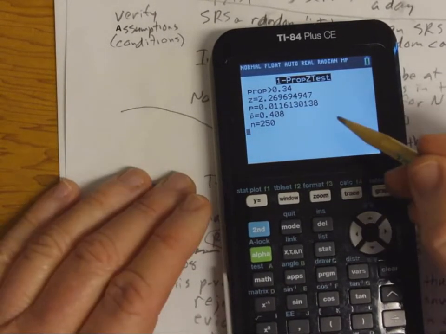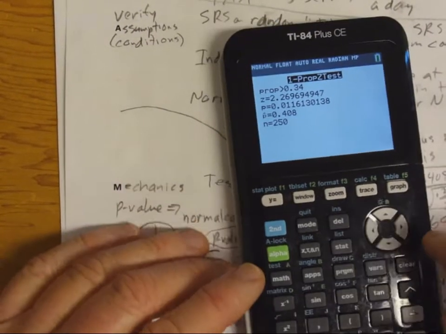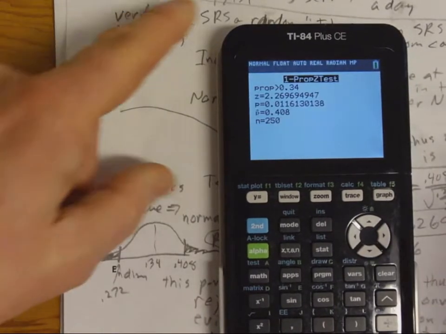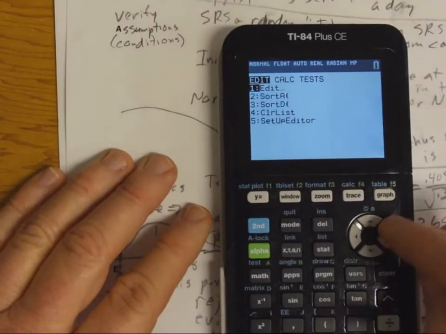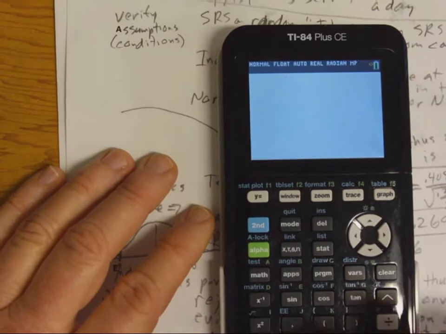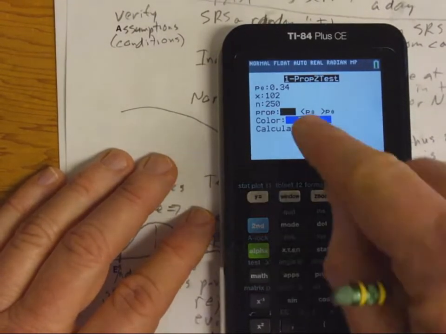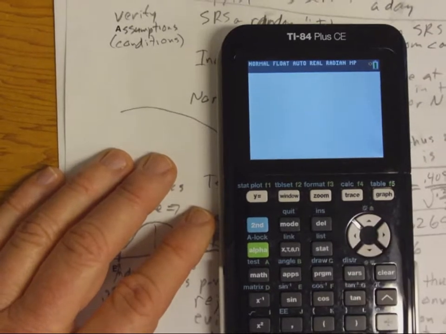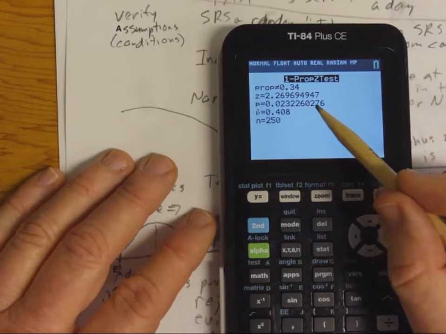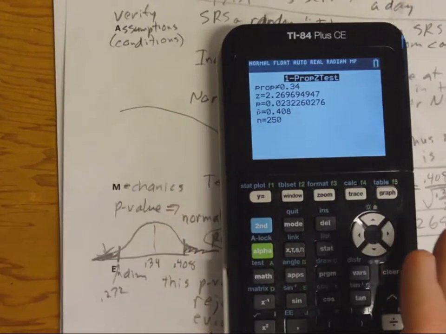Now, by the way, let's remember that number. Now, let's do it if it was a two-sided test. In other words, if it was not equal to. So we'll do stat, test, and go to number 5. Two-sided just is not equal to. Our alternative is not equal to. And if we do a calculate, we'll get the same thing, except now our p-value is doubled. So that's with the two-sided test.